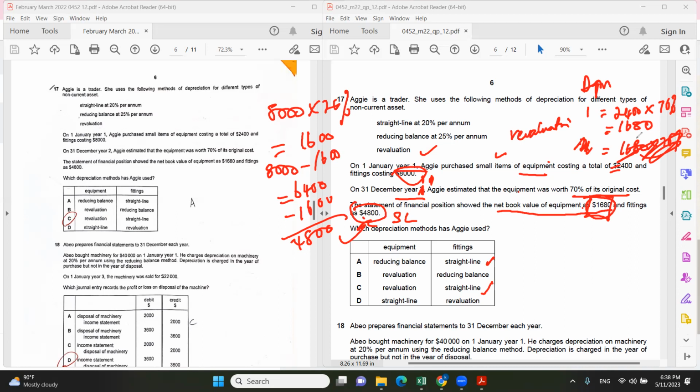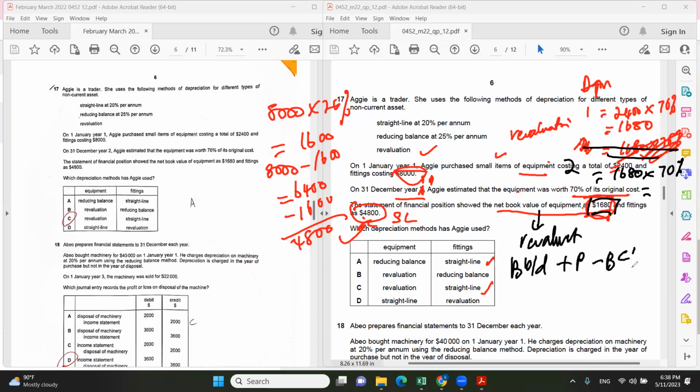Then the next year, second year, if I want to calculate the second year in here, I should take this balance 1680 times 70%. Then I will get another depreciation. But if it is the normal revaluation method, the formula we use is we take the balance b/d plus any new purchase, we minus the balance c/d, then we will get the depreciation amount.